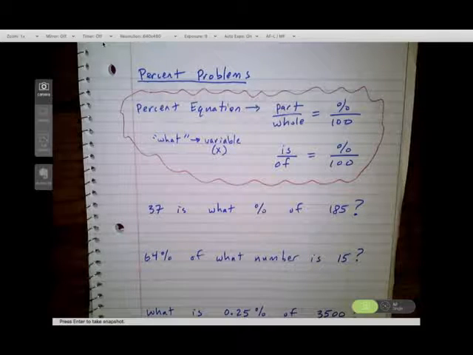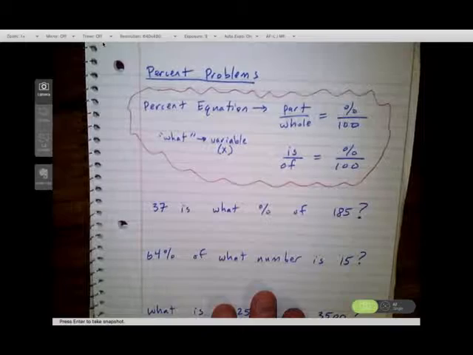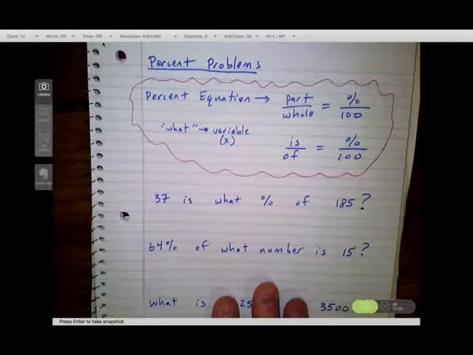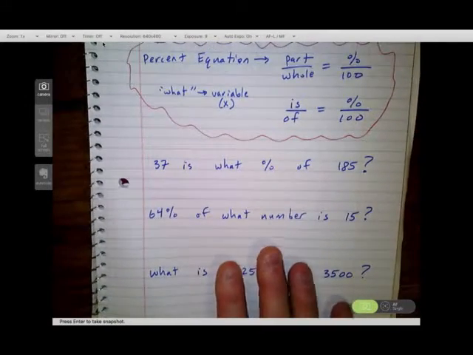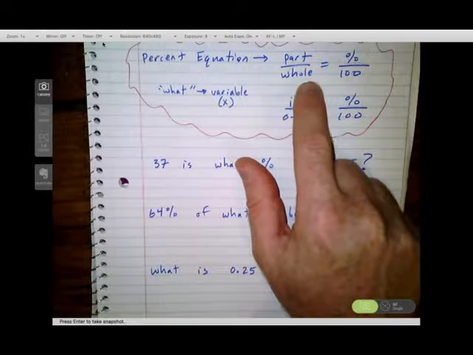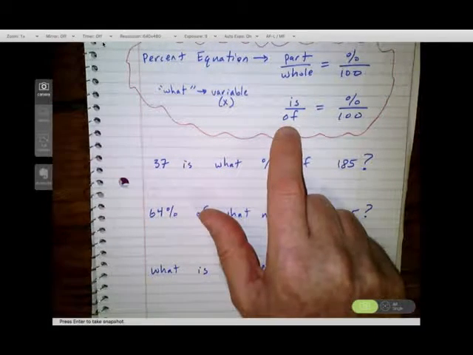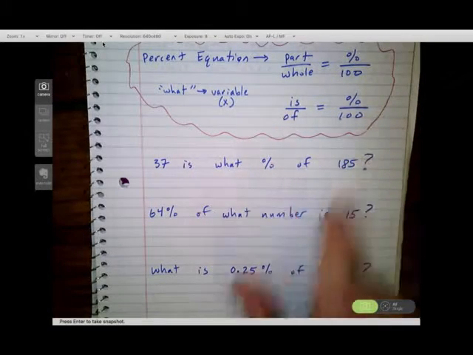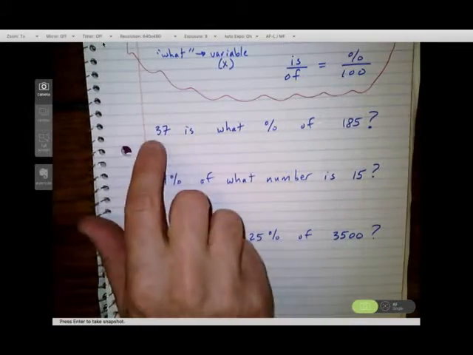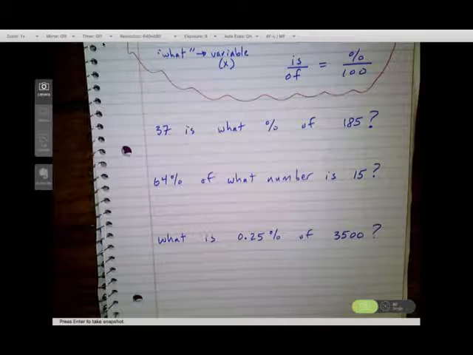So there's really three different kinds of problems that you're going to do, and I've got an example of all three, and then we'll look at a word problem. Okay, so again, this is what I'm going to use to solve it. Part over whole equals percent over 100, or again, you could think of that as is over of equals percent over 100. So here's the first one. It says 37 is what percent of 185?